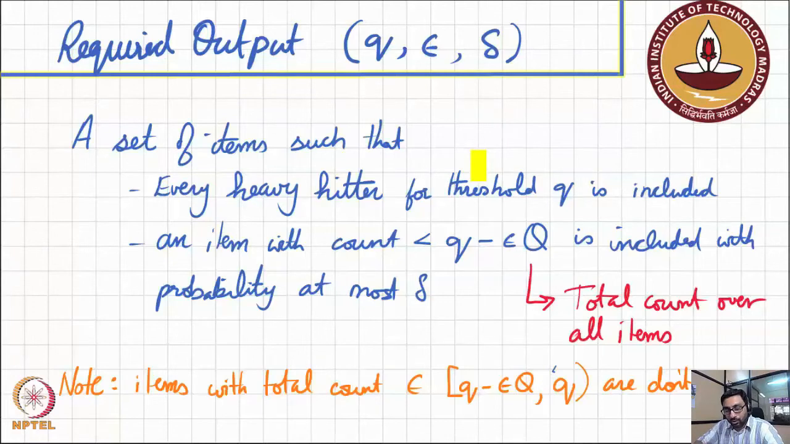Now the output will be a set of items such that every heavy hitter that has a count more than the threshold Q must be included. This is a deterministic requirement, but some items that are not heavy hitters may also be included. So in other words, there can be some false positives, but an item with a count that is significantly far from the threshold, whose count is less than q minus epsilon times uppercase Q, is included with probability at most delta. So it should be hard for an item with a small count to be included in the set of items that we output. And here, what is this uppercase Q? It's the total count over all items, not just that particular item, but over all items.